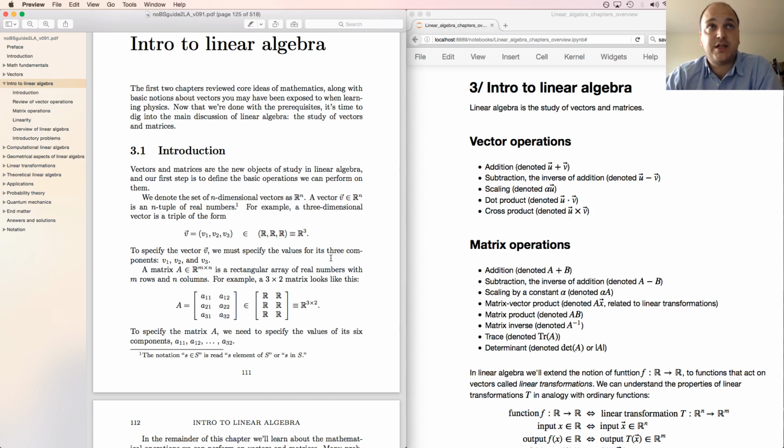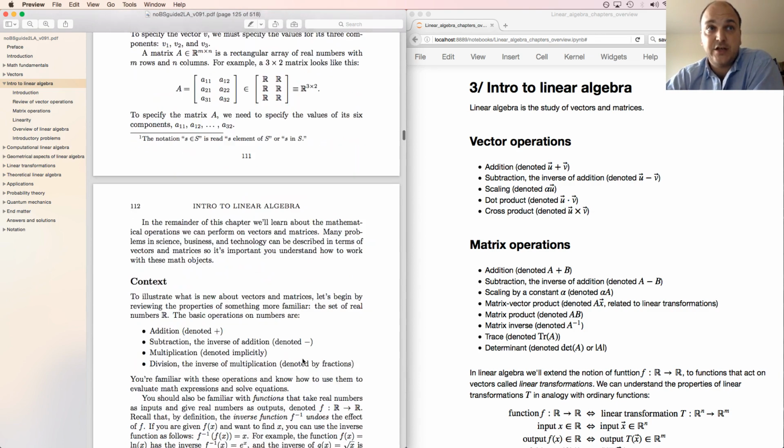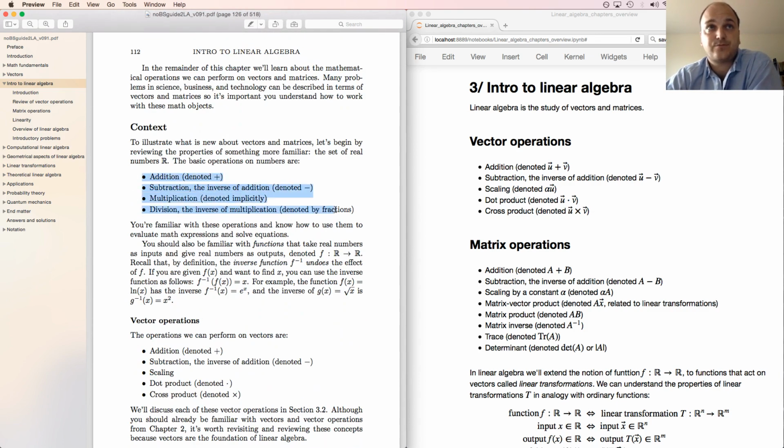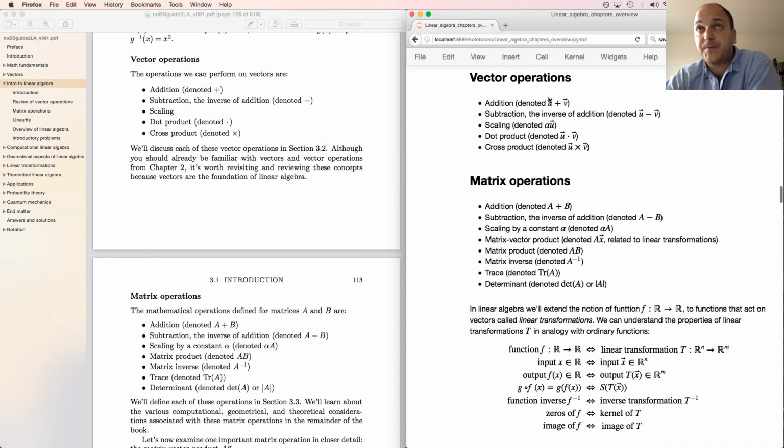So in chapter 3, when you introduce a new concept, like a vector or a matrix, you have to define the operations. So for numbers, you know how to do addition, subtraction, multiplication, division. For vectors and matrices, we have different operations. So let's look at them here. Addition, subtraction, scaling. And there are two types of product for vectors. So if you've never seen these before, this is the time to look at them.